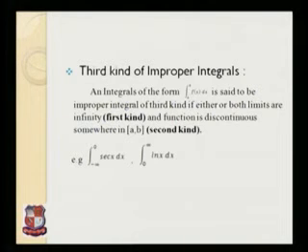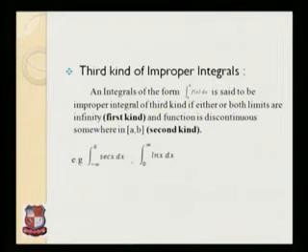Here the first example is integration from minus infinity to 0 of sec x dx. You see the lower limit is minus infinity, so it belongs to the first kind of improper integrals, as well as sec x is discontinuous at minus pi by 2. If we take minus pi by 2 from this interval, then sec x is discontinuous at minus pi by 2. So it also belongs to the second kind of improper integral. That's why it is a third kind improper integral.